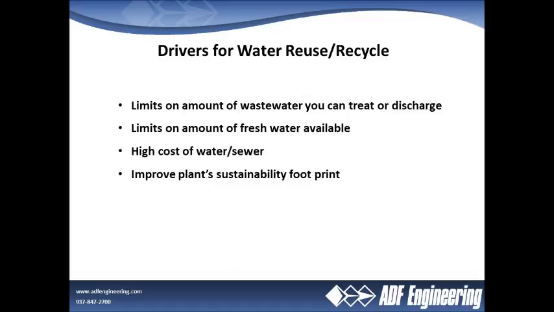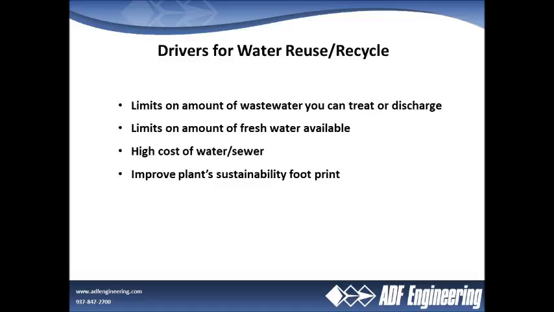All right, so what are some of the drivers for water recycle or reuse? So first one is there could be limits on the amount of wastewater that you can treat or discharge. And these limits could be related to allowable permit levels. A lot of our clients discharge wastewater to POTWs, which is a publicly owned treatment work, usually owned by a municipality or city. And they operate under permits, and there are limits to the amount of wastewater that you can discharge, and then limits to individual constituents in the wastewater. So there are limits to that.